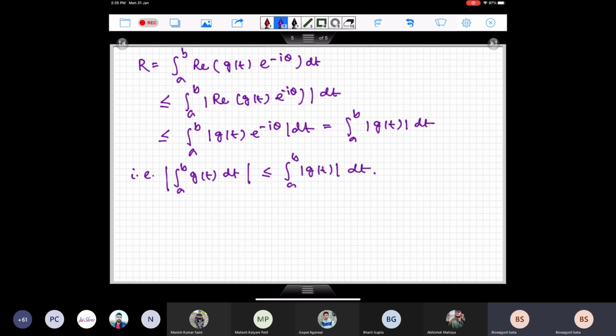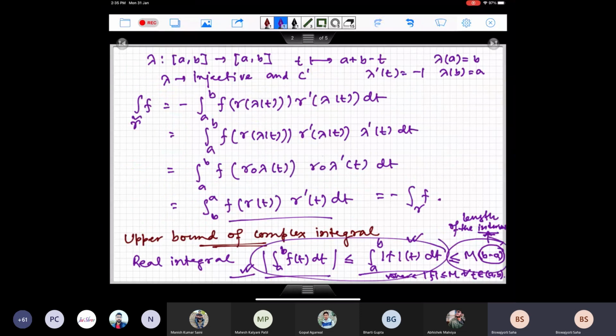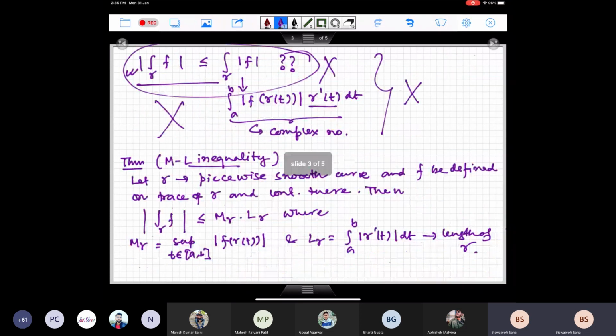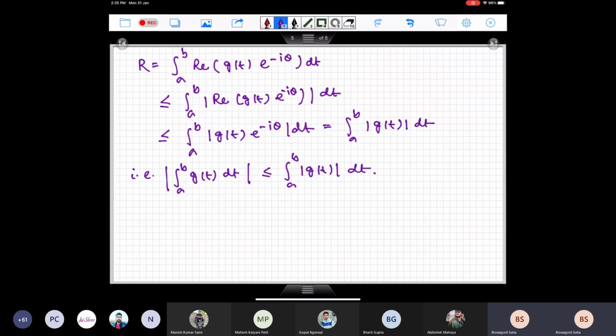So therefore it seems that whatever inequality I had written for the real integral, the same inequality is going to hold true if I have just a complex valued function, but this time defined over the closed interval [a, b], not defined over the trace of gamma. So there is a slight difference over here. In this particular statement, whatever my f was, that was defined on the trace of gamma, but in the lemma, in the initial step that I have done, my g is defined over the closed interval [a, b]. So for that particular case I have written down this inequality. Do not write this inequality for any function.